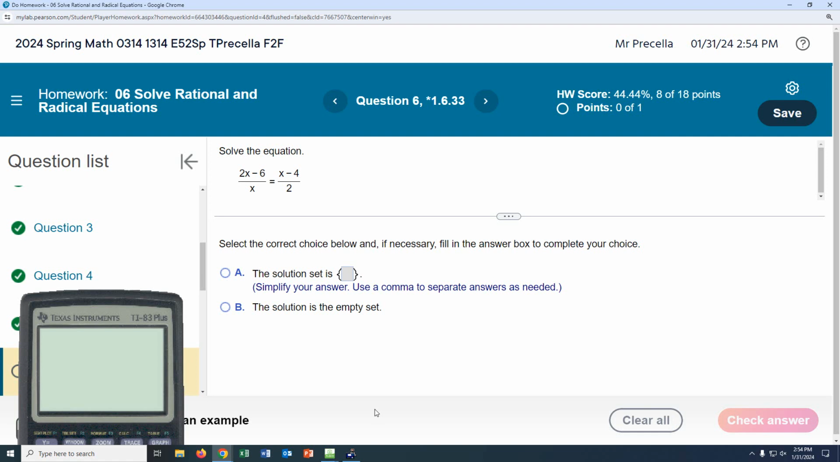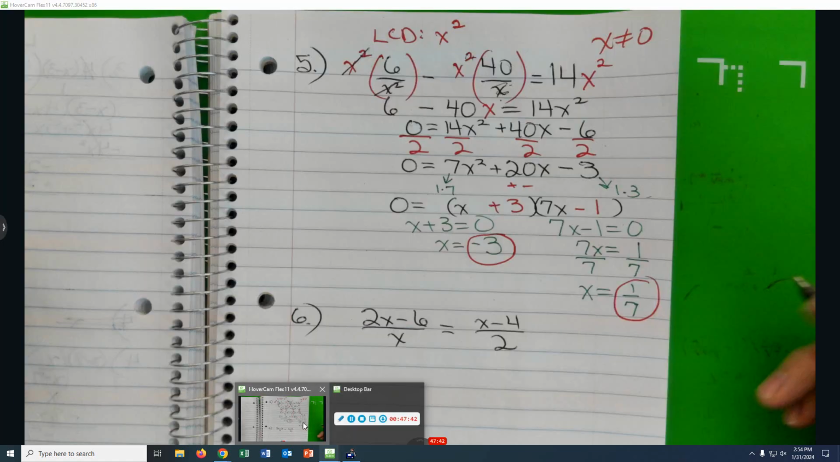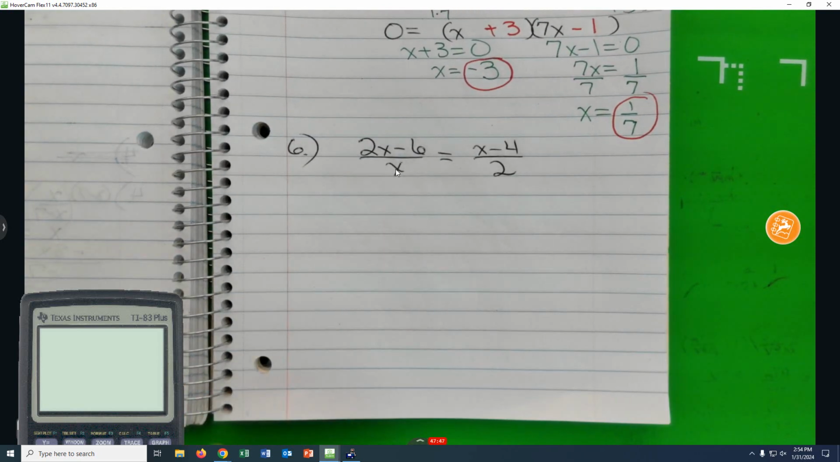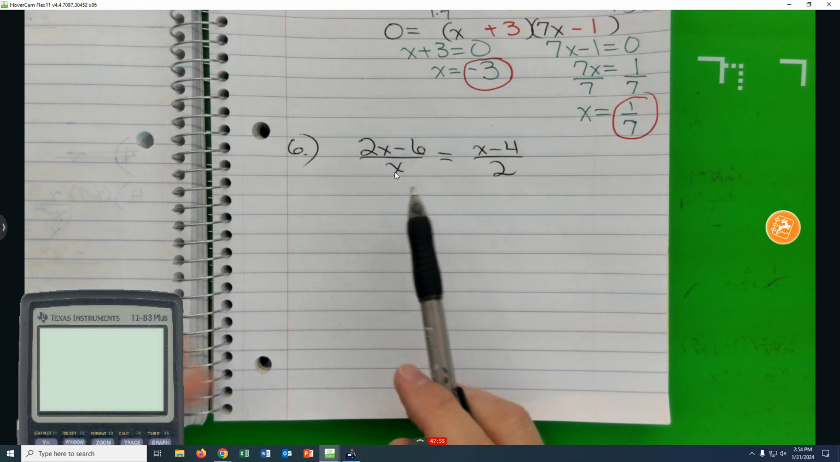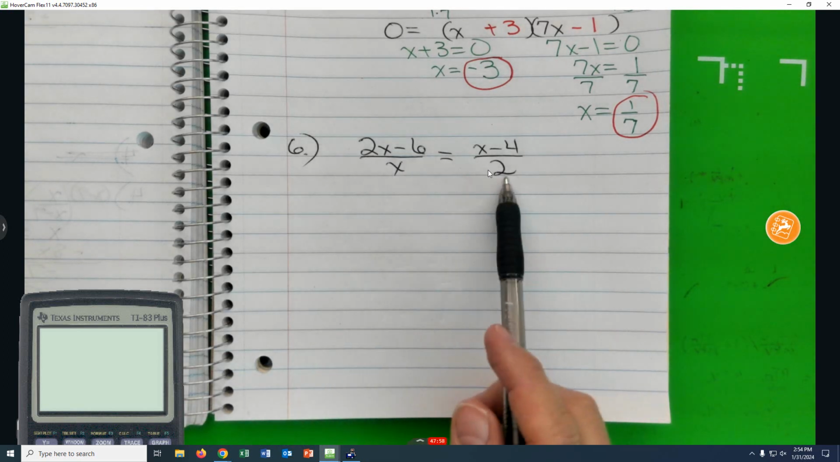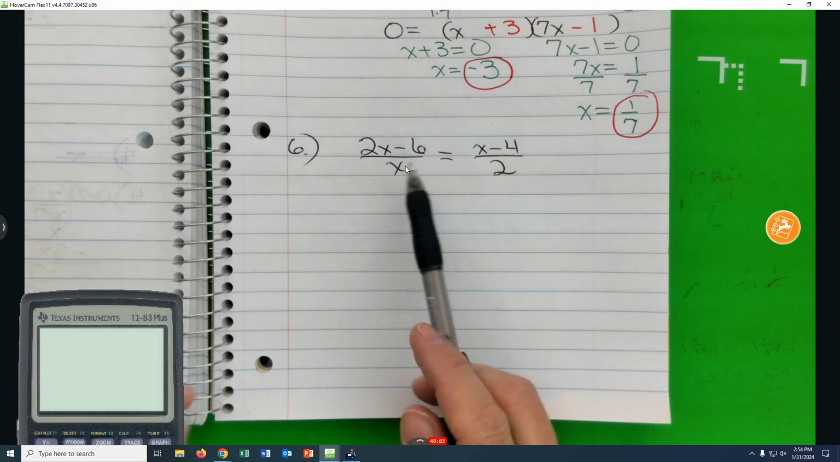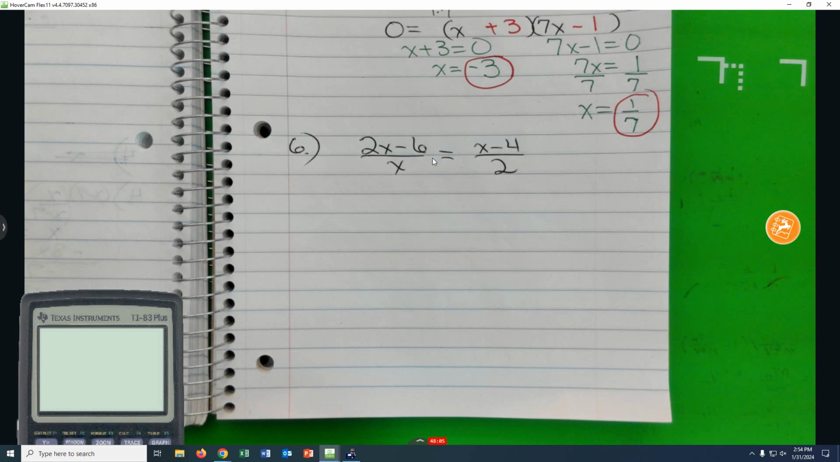2x minus 6 over x equals x minus 4 over 2. I'm going to break the routine. I'm not going to find the least common denominator. What we have here is a proportion. Each denominator is separate and can't be factored. So what would the least common denominator be in this case? If you have two distinct denominators that can't be factored, the least common denominator is the product. So it'd be 2x. I'm not going to do that though.